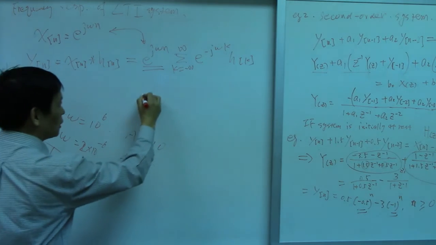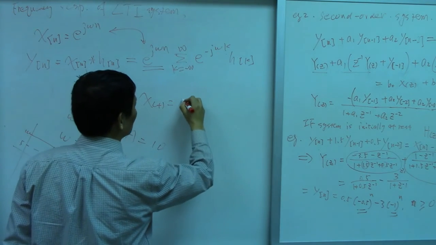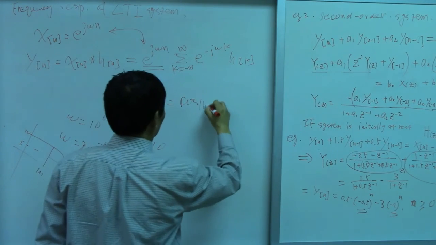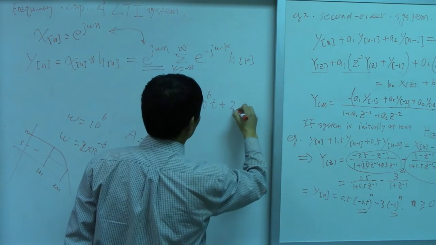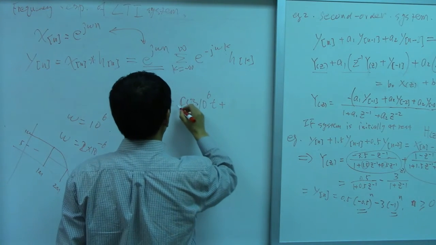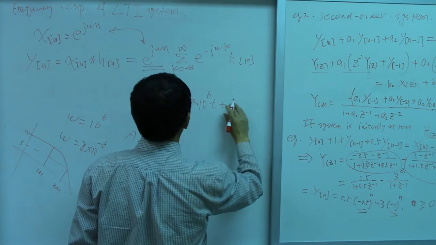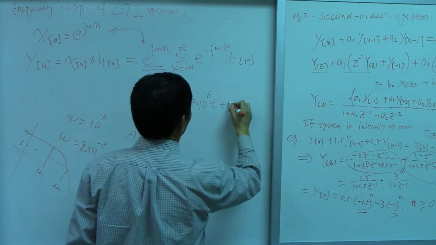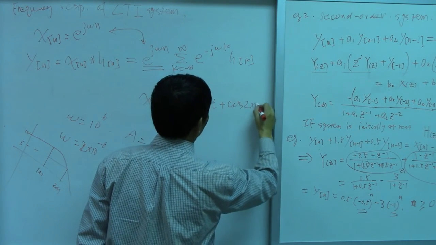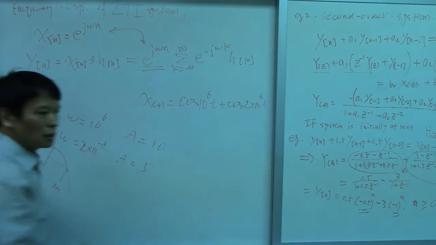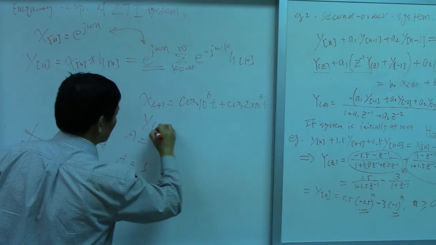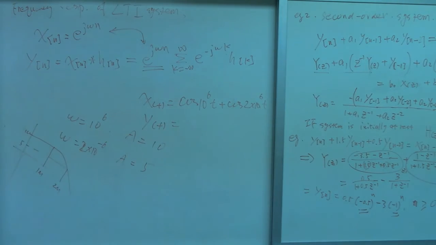Now I say the input to the system equals cosine of 1 meg t, plus, let me just use 1 here, then plus 1 times cosine of 2 times 10 to the 6 t. Suppose this is the input. This is the frequency response of the system. What is the output of your system? Anyone knows this?